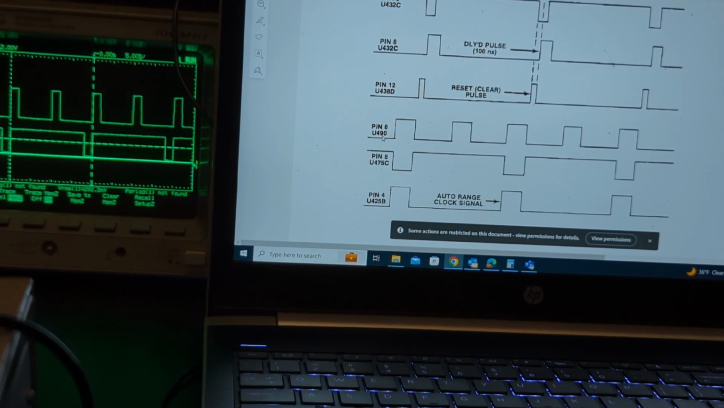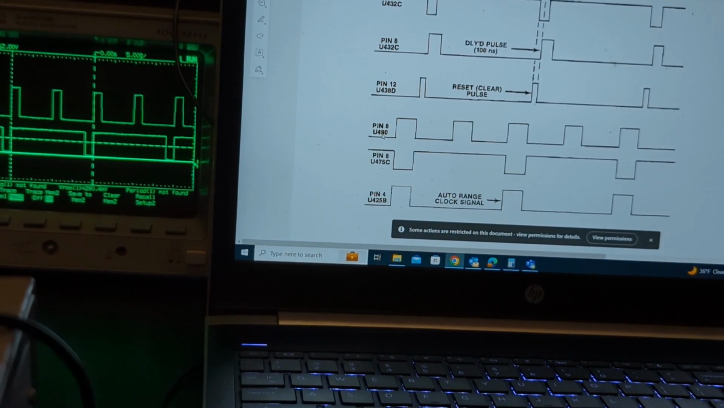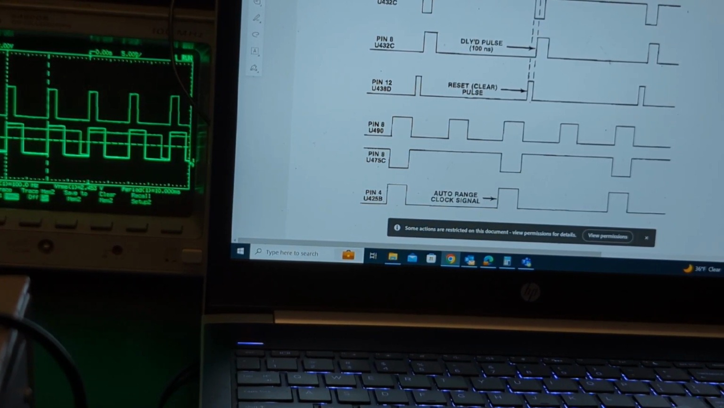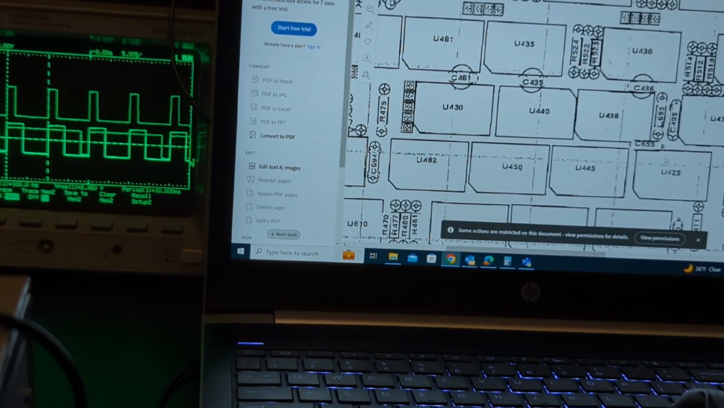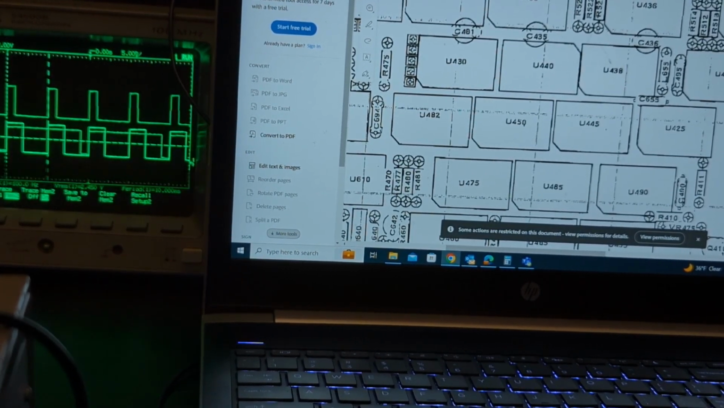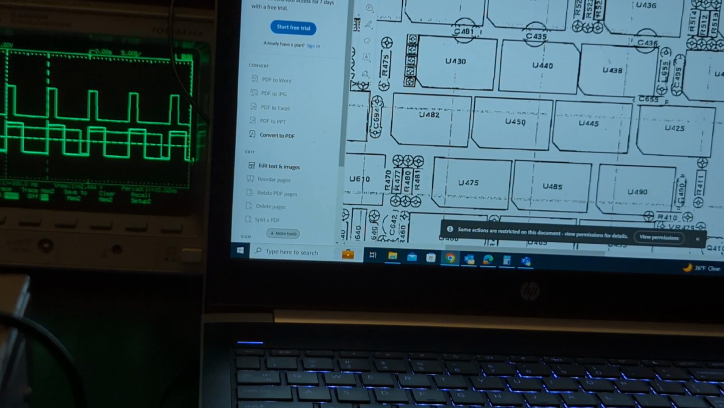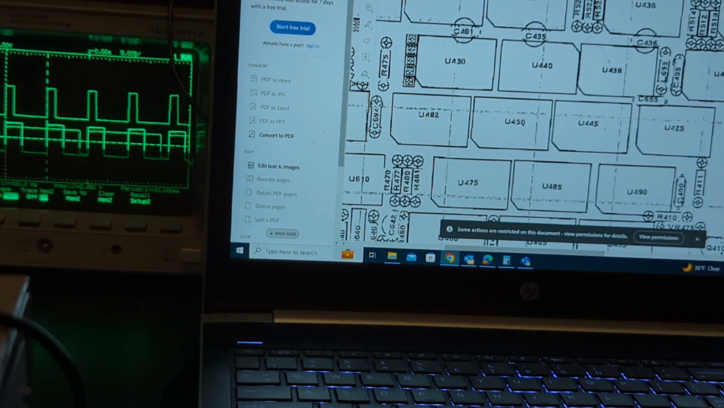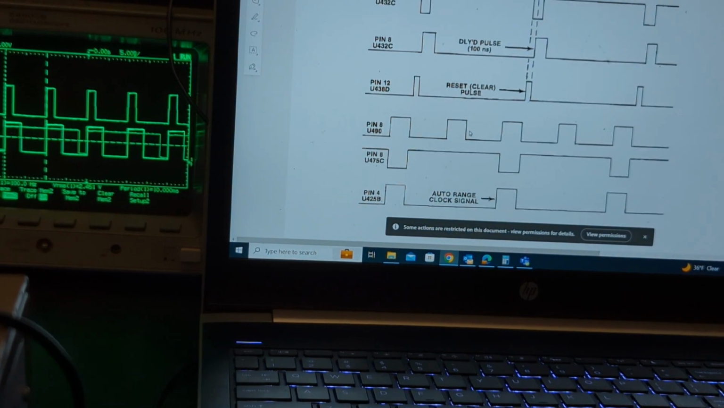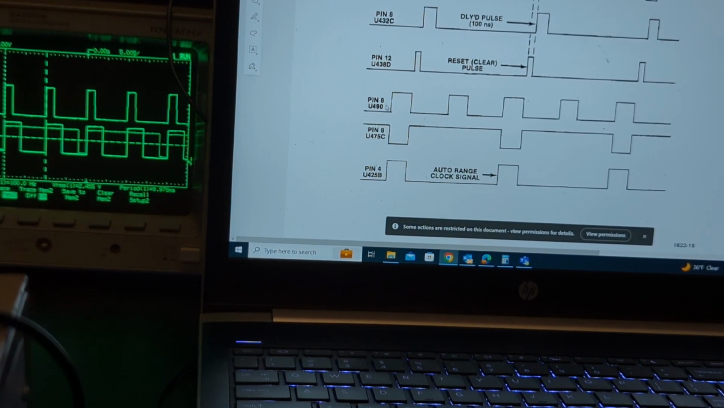Alright. Next on to pin 8 of U490. There we go. Pin 8 of U490, that looks good. Okay, now we'll do pin 8 of U475C.